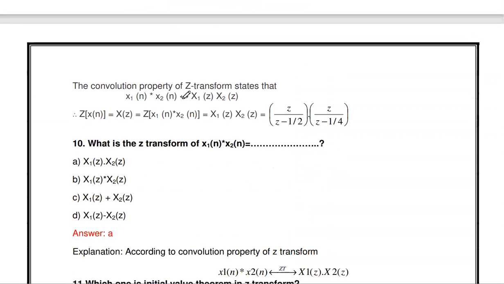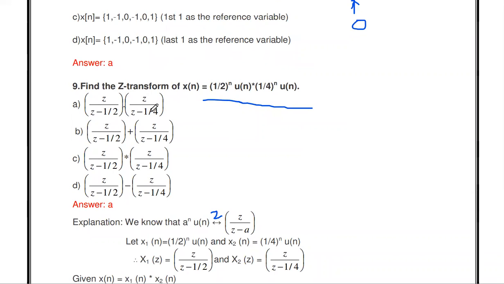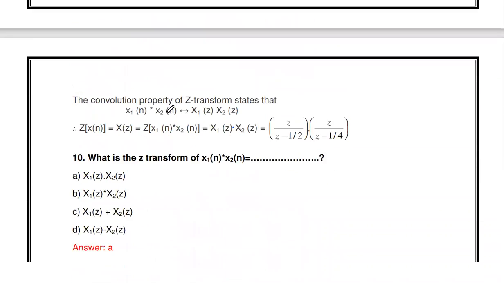According to the convolution property, the Z transform of the convolution of the two signals is the multiplication of the individual transforms: Z by Z minus 1/2 into Z by Z minus 1/4. This is the answer. In the other options, addition and subtraction are given, so those are wrong. The first one is correct: if you take convolution in time domain, in Z transform it is transformed into multiplication. That is the convolution property.